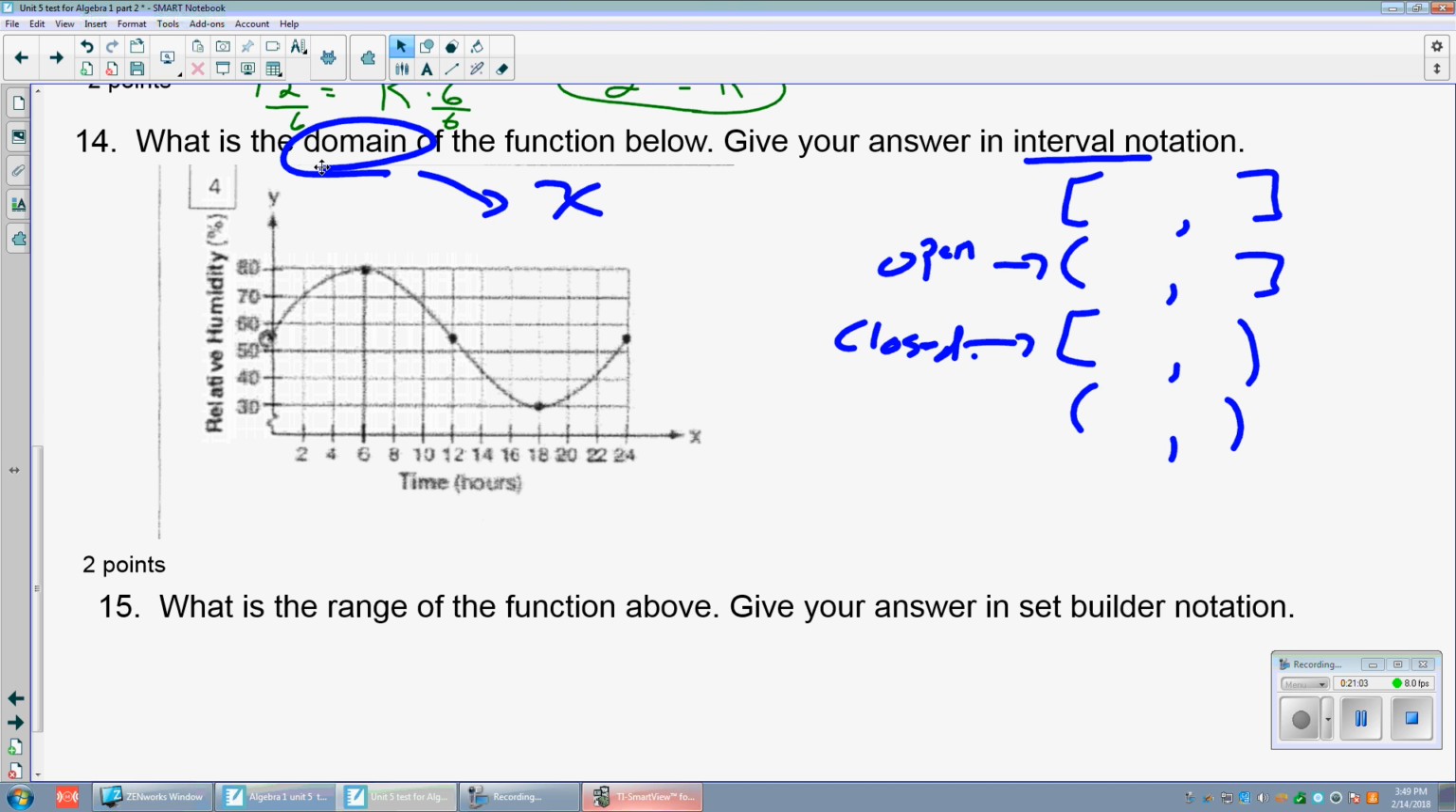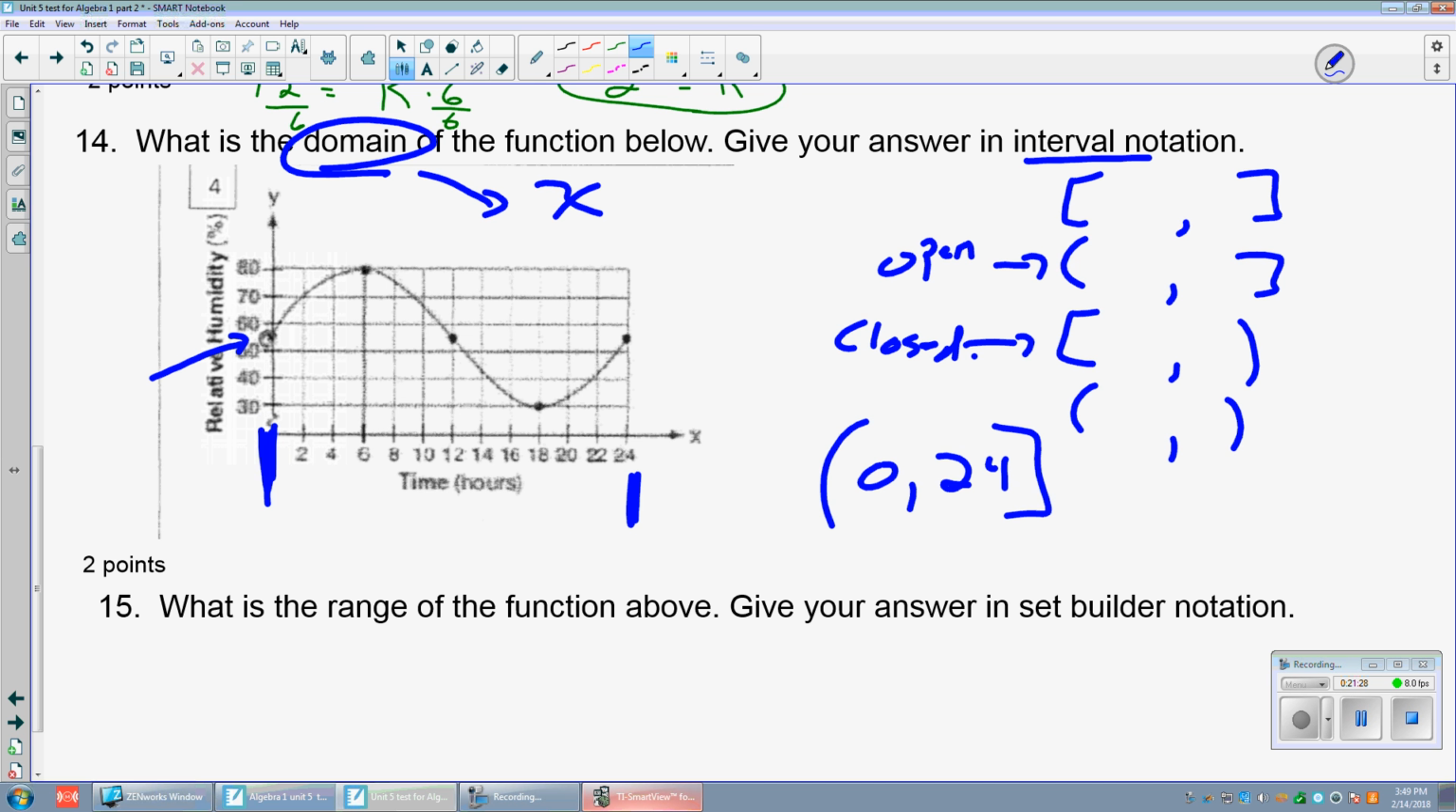Here we go. So what's the domain? What are the x's? The x's go all the way from 0 to 24. Now I can see the fact that that was an open circle, but I wasn't so picky when I was grading it. It's an open circle from 0 to 24.